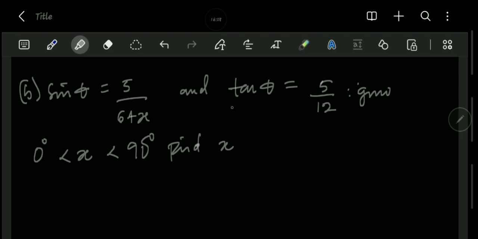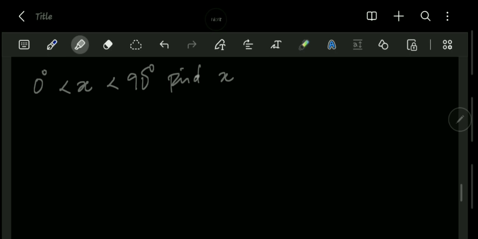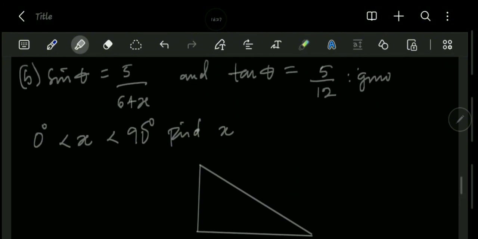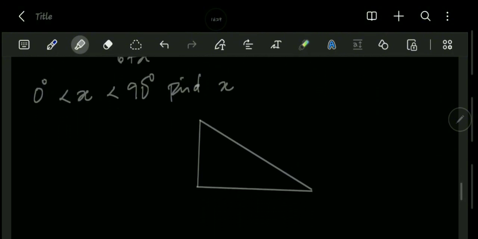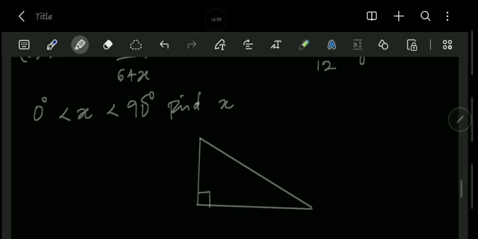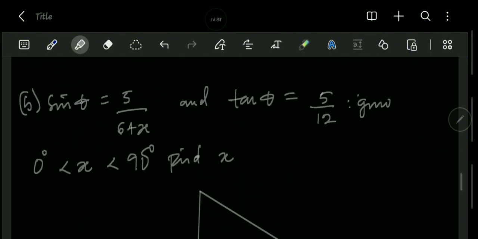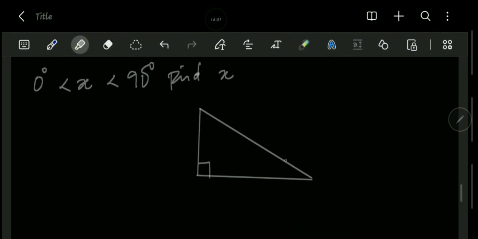Since I'm seeing trigonometric ratios here, and trigonometric ratios work for triangles, I'm going to draw a triangle and analyze it. I'm going to have a right angle triangle. This is my right angle triangle. Every right angle triangle has 3 sides: opposite, hypotenuse, and adjacent. It has an angle of 90 degrees. Since they gave me an unknown angle here, I can place my angle at any point. Let's say I put it here. So this is my angle theta, and this should be the opposite, this should be the hypotenuse, and this should be the adjacent.